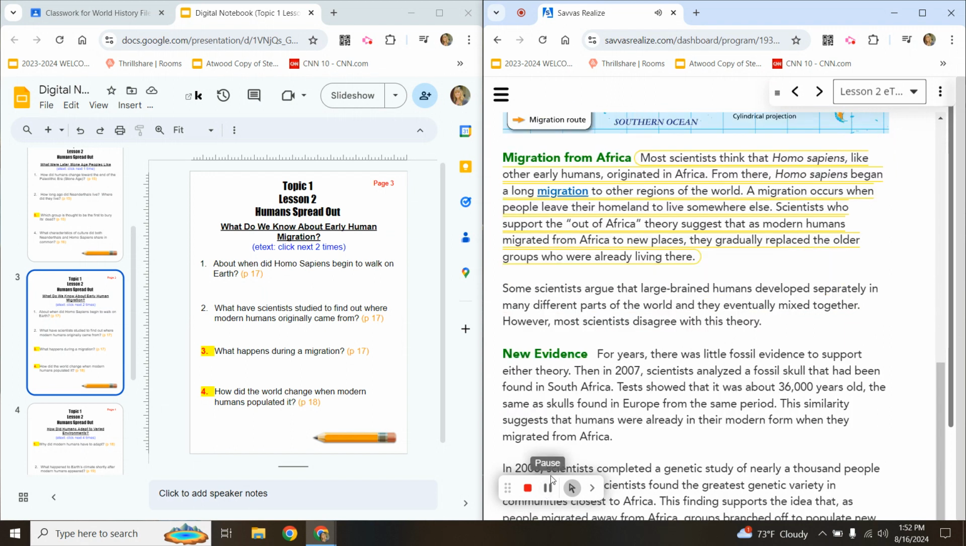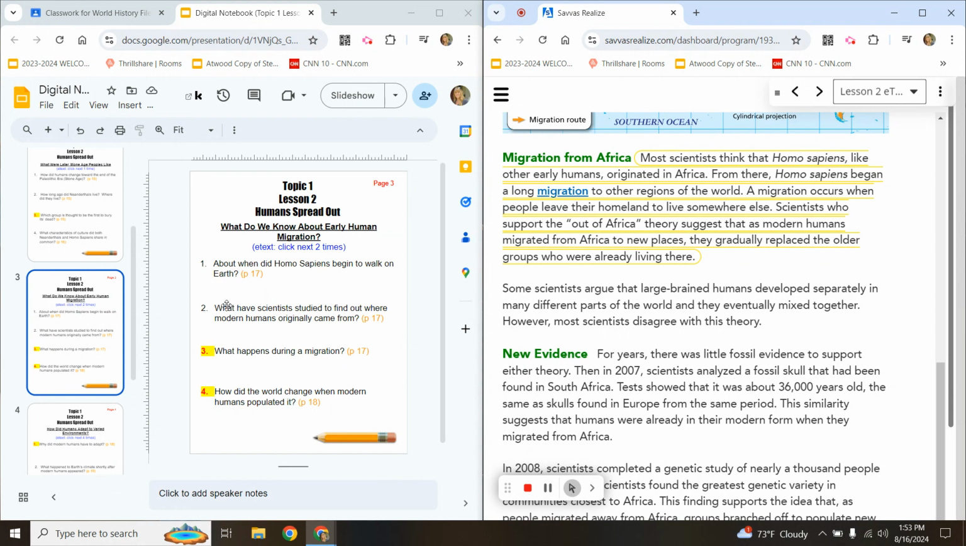Migration from Africa. Most scientists think that Homo sapiens, like other early humans, originated in Africa. From there, Homo sapiens began a long migration to other regions of the world. A migration occurs when people leave their homeland to live somewhere else. Scientists who support the out-of-Africa theory suggest that as modern humans migrated from Africa to new places, they gradually replaced the older groups who were already living there. Some scientists argue that large-brained humans developed separately in many different places of the world, and they eventually mixed together. However, most scientists disagree with this theory.